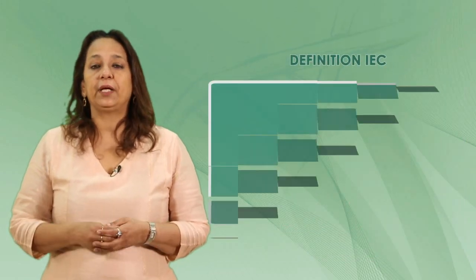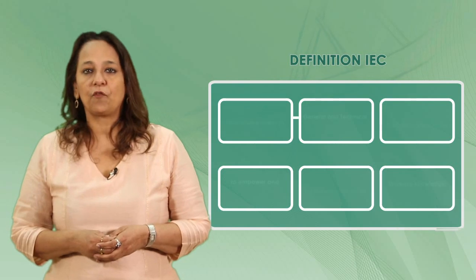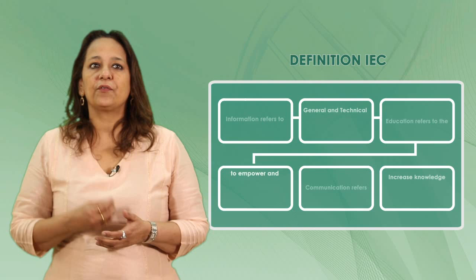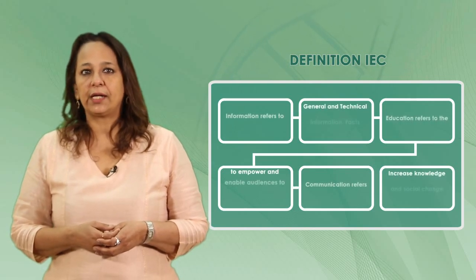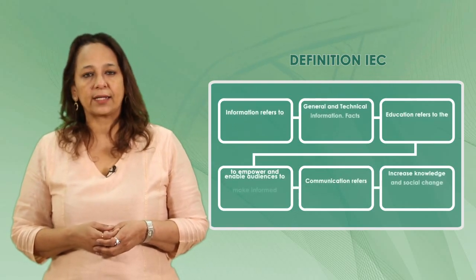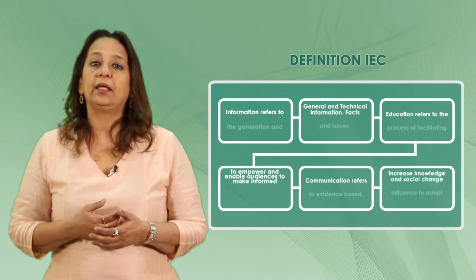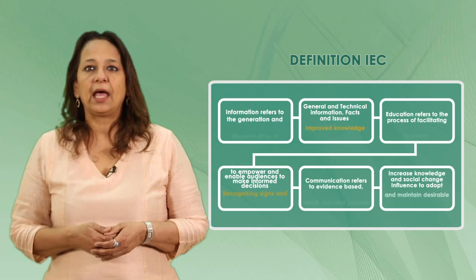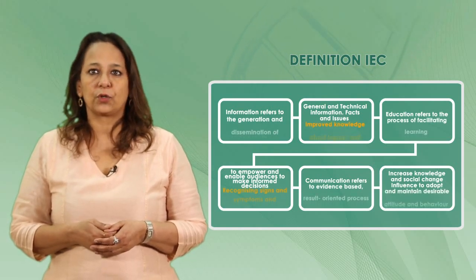Now we will look deeply into the definition of IEC. Information refers to the generation and dissemination of general and technical information, facts, and issues. What is the outcome of this? There would be improved knowledge about leprosy, its signs and its consequences.